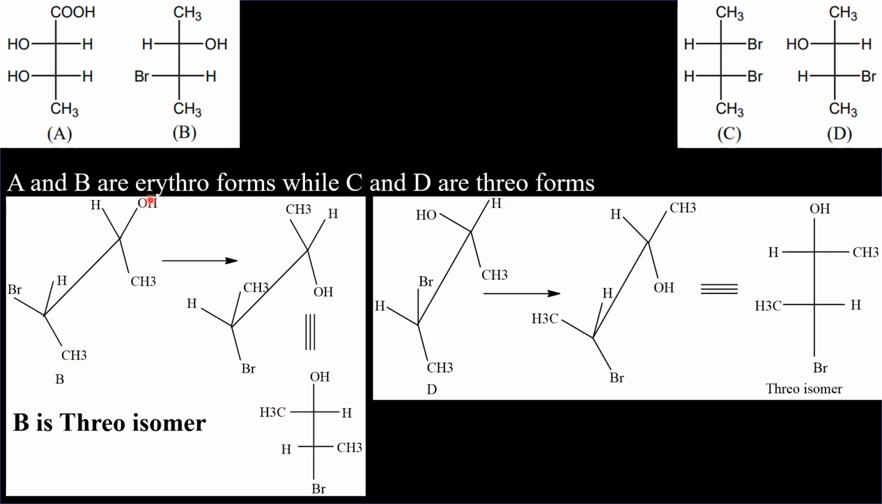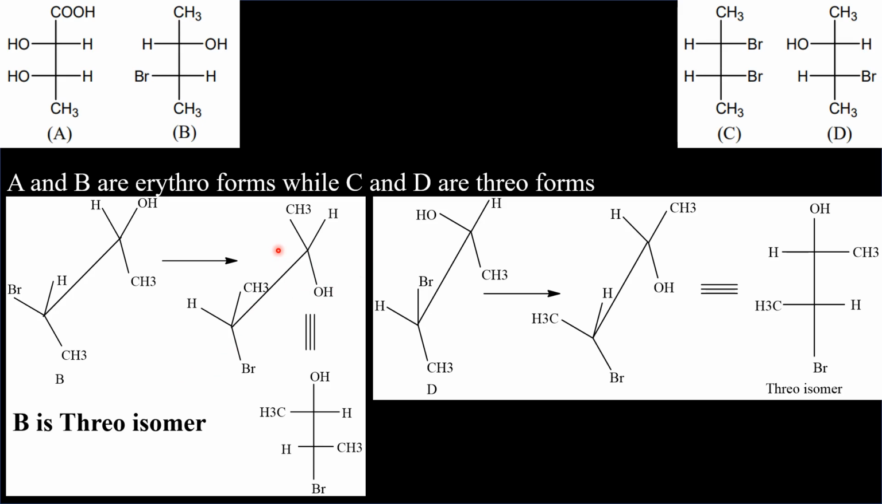Now I have to bring this OH down. So about this carbon-carbon single bond, I am doing a rotation. I am bringing this OH down. When OH comes down, this methyl will go to the place of hydrogen. Hydrogen will go to the place of OH. That is what I have shown. So by doing rotation, I have brought the dissimilar groups to the same side, that is, to the bottom.